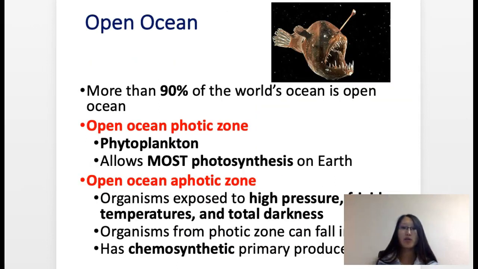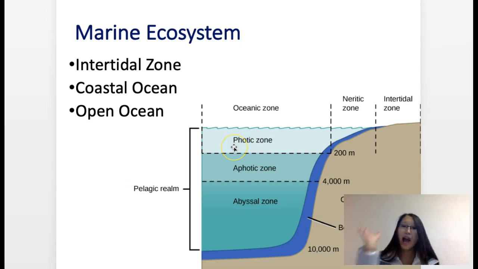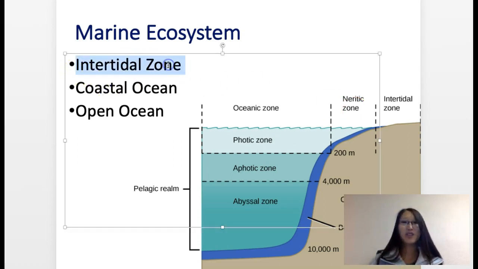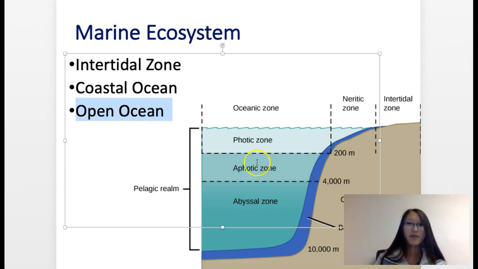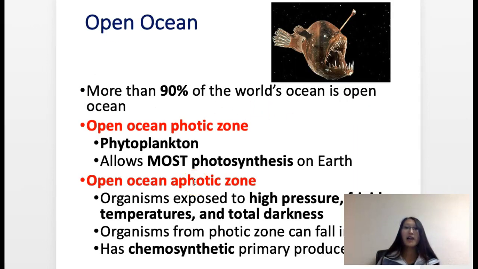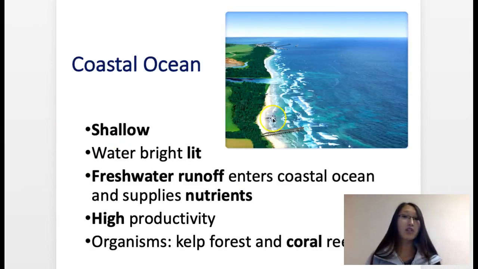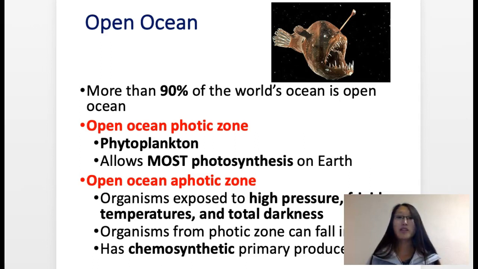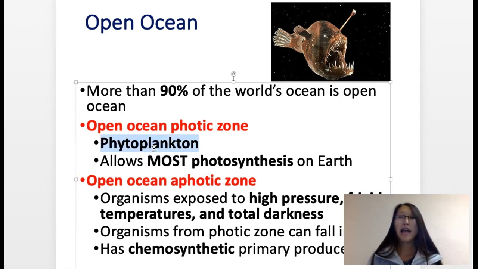The next one is the open ocean. The open ocean is way out. You won't be able to get to it just by walking or swimming. You can get to the coastal ocean, you can get right to the intertidal zone, but the open ocean is way out there. So if you see right here, the open ocean is where we can talk about the Photic Zone and the Aphotic Zone. The coastal ocean is obviously all photic because the water is shallow, but for the open ocean, there's the Photic Zone that has, again, phytoplankton and zooplankton. It allows most of the photosynthesis on Earth because there's so much open ocean.